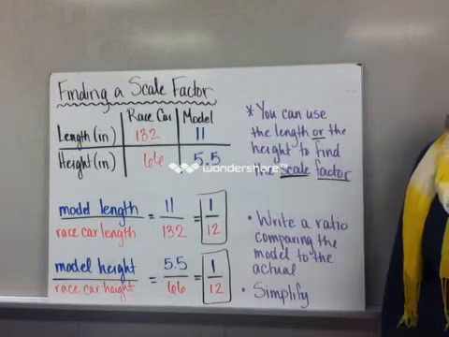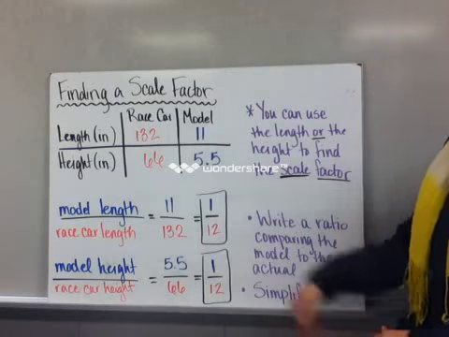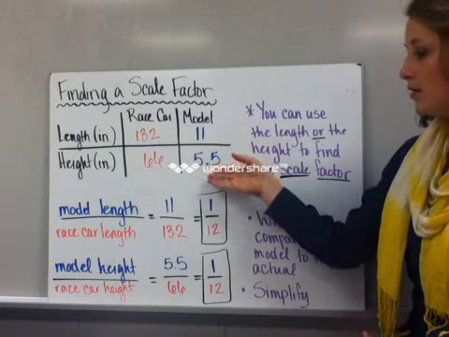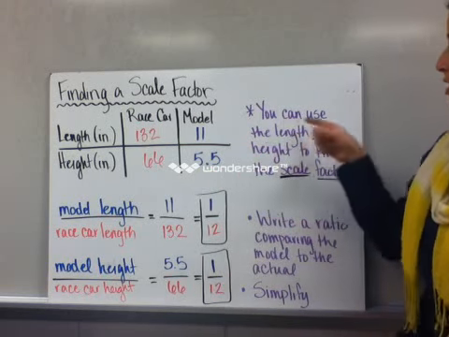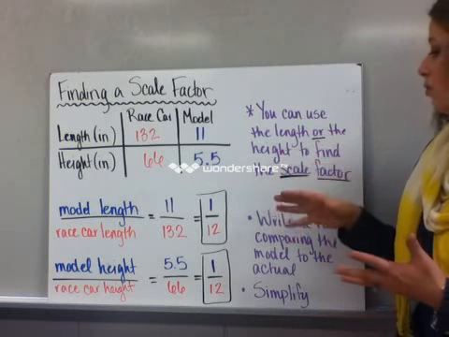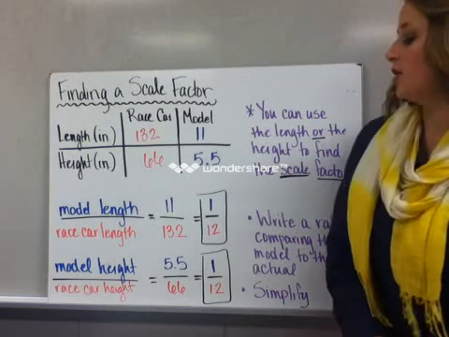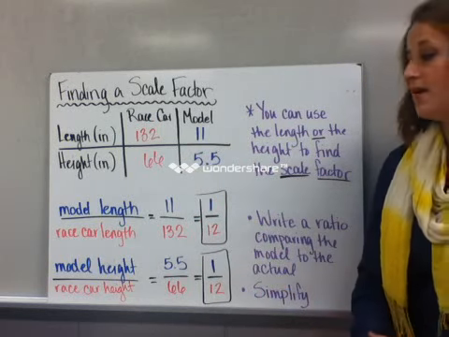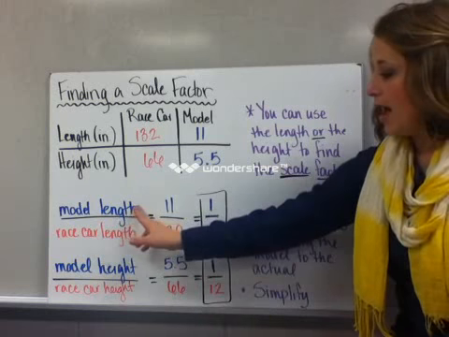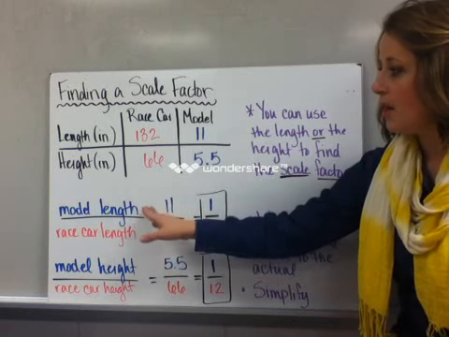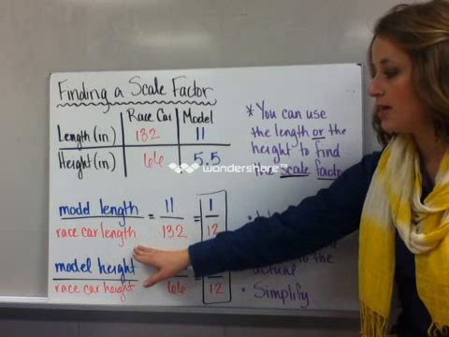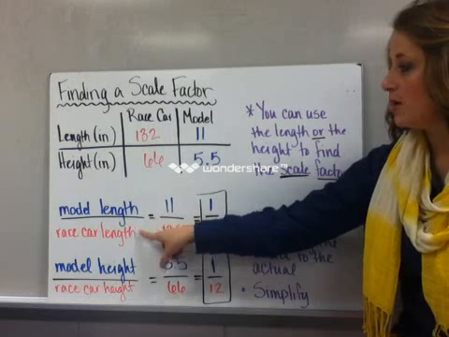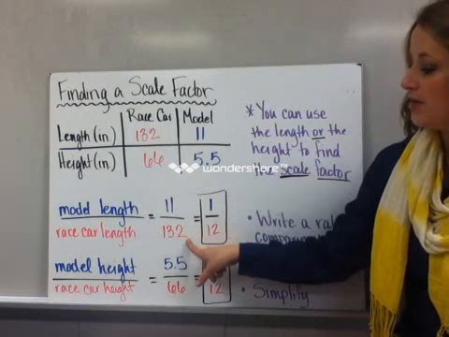So first let's examine how to find a scale factor. So here we have dimensions of a race car, and then we have the dimensions of a model of that race car. You can use the length or the height, either one, to find the scale factor. So I'm showing you how to do this with both dimensions, but you only have to have one of them. I've color-coded it to keep things straight. I'm putting the model length on top and the actual, the race car length on bottom. The model length is 11. The race car length is 132.